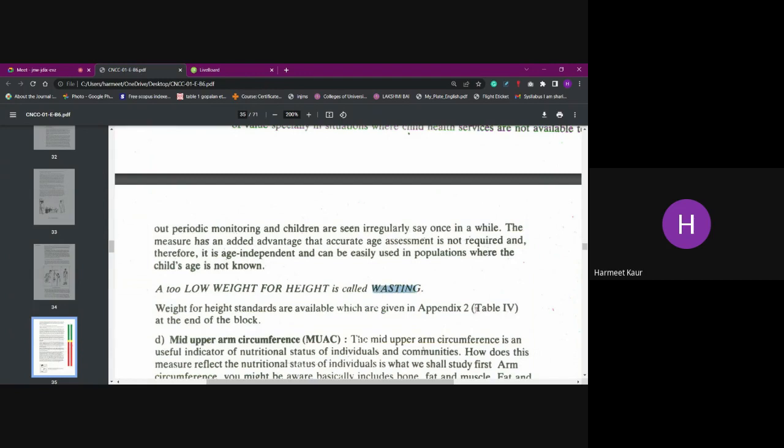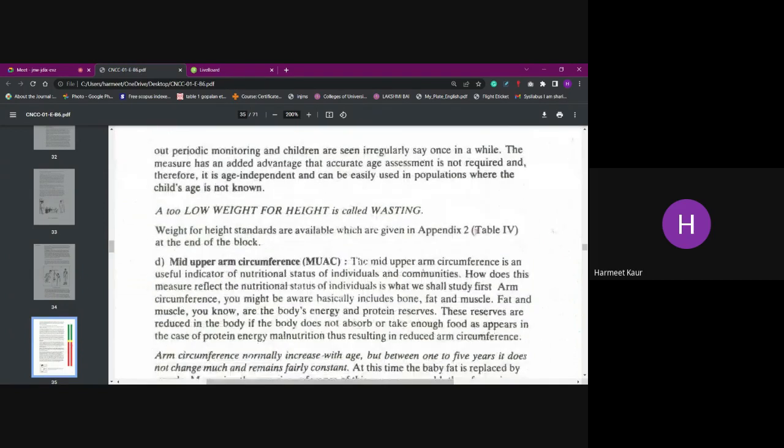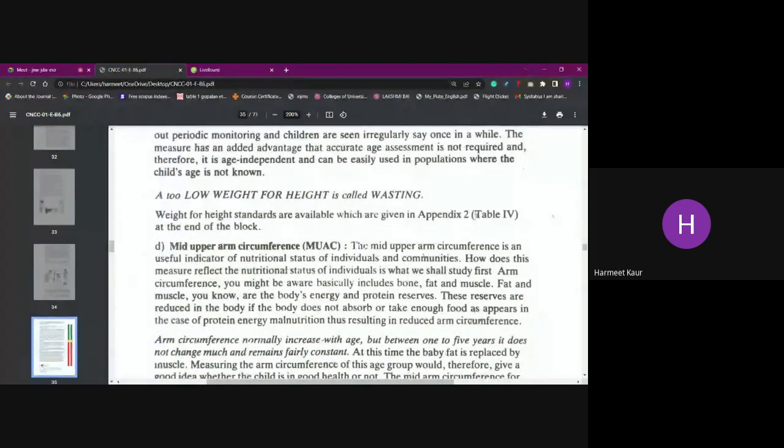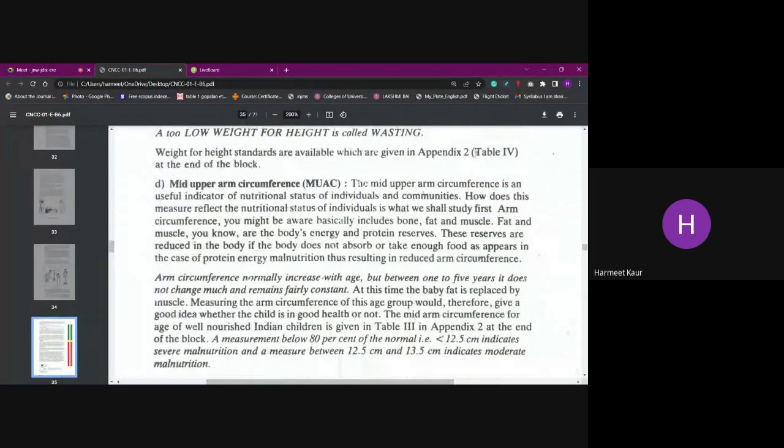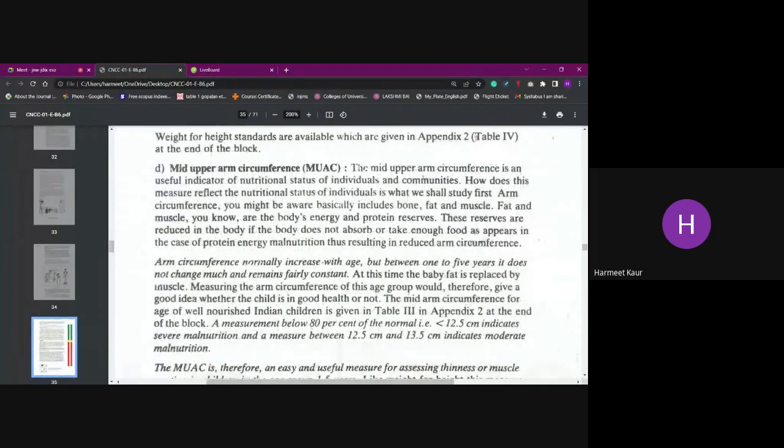So remember, underweight, stunting and wasting. Underweight is low weight for age, stunting is low height for age, and wasting is low weight for height. Okay, now the fourth indicator in the anthropometric measures which we discussed was mid upper arm circumference. Normally this mid upper arm circumference is taken up till the age of 5 years, right?